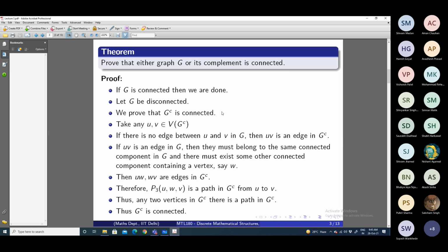If both are connected, then we are done. That is the reason if G is connected, then we are done, so we will not check for G complement. It can be connected, it can be disconnected. That does not matter. One of them is connected, so we are fine. Okay, sir. So it is saying that at least one of them is connected.